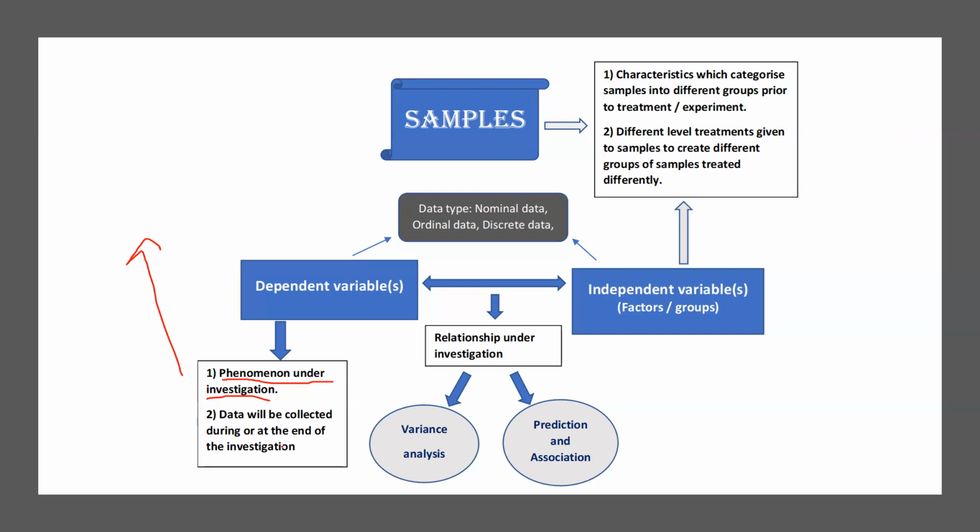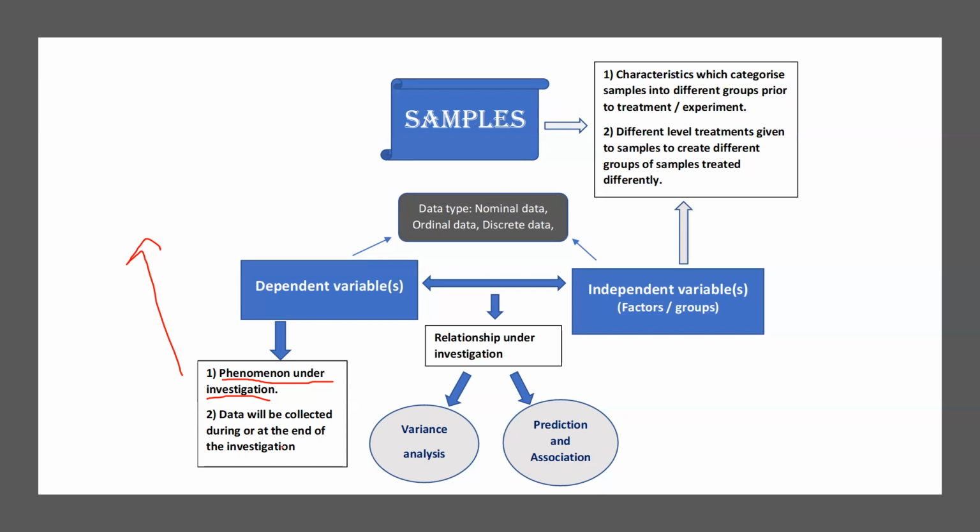Okay, I'll give you a classic example. I want to measure the amount of starch in leaves. I went to a tree and plucked leaves. If I don't sort the leaves into groups, it will be difficult for me to make some comparison after I've measured the amount of starch. So the amount of starch will obviously be my dependent variable.